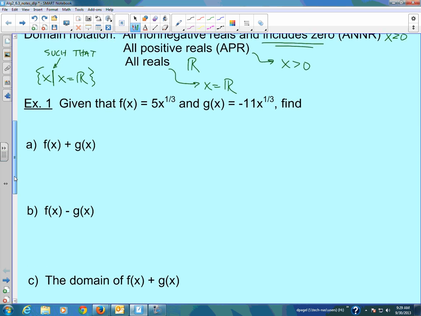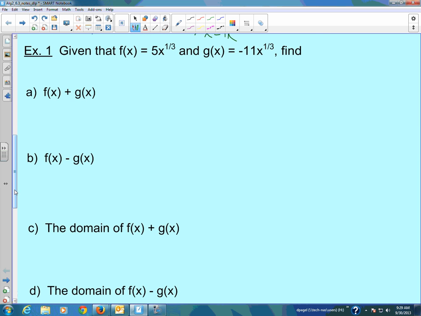All right, let's try some examples here. Given two functions f of x and g of x, we want to find what happens when we add and subtract these two. Now, before we get started on any of these, it's always a great idea to look at the functions before you get going on them and think about what their domains are. And both of these are to the 1/3 power, which means they're cubic or cube root functions.